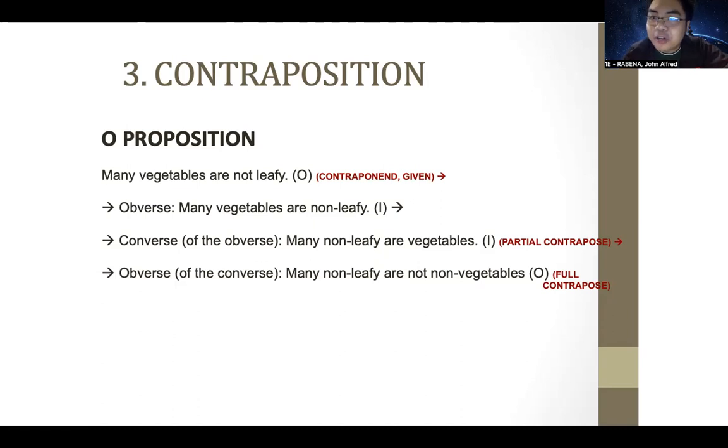How do we get the converse of an I proposition? You simply swap the subject and the predicate. So it will become many non-leafy are vegetables. Simple conversion. Okay, and then we get the obverse of that converse. How do we get the obverse? You change the quality and contradict the predicate. So it will become many non-leafy are not non-vegetables. That is the full contrapositive.